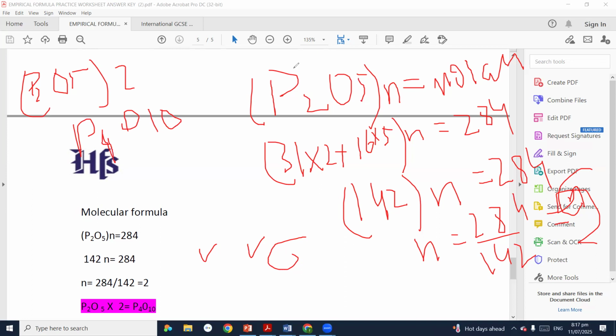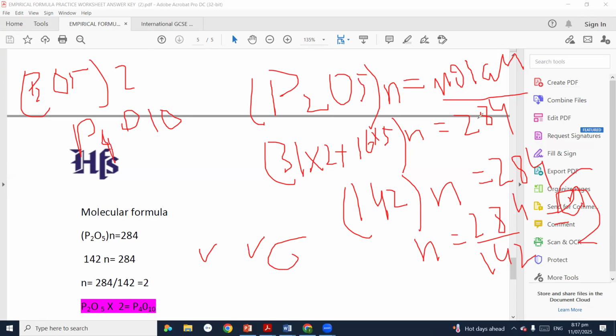Empirical formula, you know very well the steps. First of all, you will calculate mole, then divide by least value. And if you are getting in decimal, you will make it whole. And finally, you will write down the empirical formula. And N of empirical formula is basically molar mass. You will be given molar mass in your paper. So directly you will calculate the N.